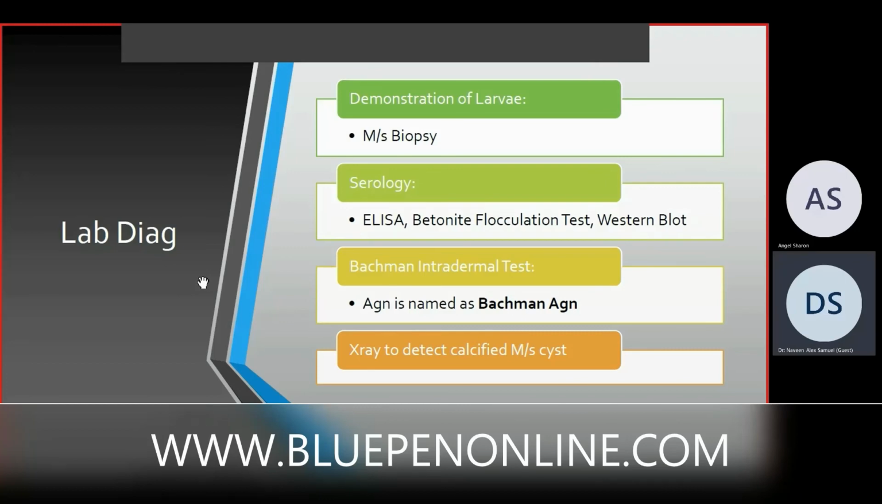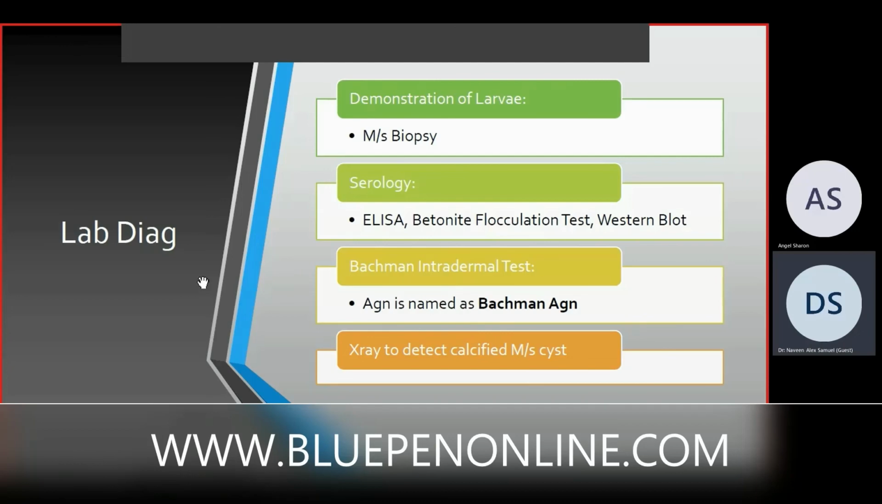What's the lab diagnosis? Lab diagnosis is done by demonstration of the larva, so a muscle biopsy is done. Then serological diagnosis is ELISA, bentonite flocculation test, Western blot. You just need to know the names, nothing else. Then the Bachman intradermal test is done, and the antigen used is the Bachman antigen, and X-ray is done to detect the calcified muscle cyst. Since it is calcified, you can view it under the X-ray. So demonstration of the larvae is by the muscle biopsy.